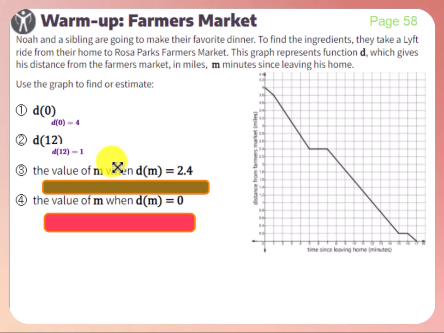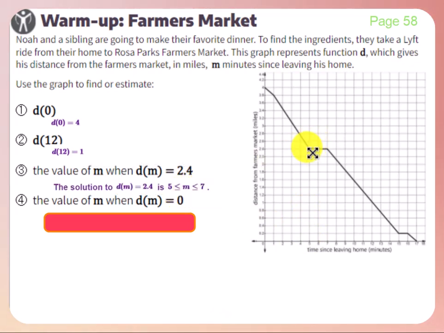All right, go down to 3. Now we don't have the input, we have the output. Input is always the x, it goes inside the parentheses. All right, so now we have D of m, so we have our y. So 2.4, let's go to the y, let's go to 2.4, right here, and then move over, and our x value, go down, is 5.